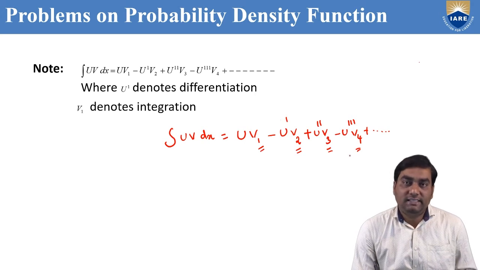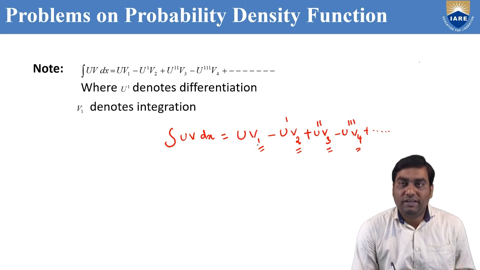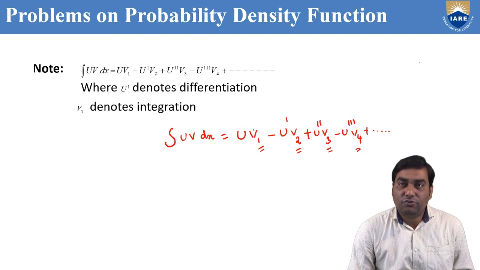It is very easy to remember this formula. Whatever u is there in the problem, you can replace u. Then v1. v1 means subscript 1, integration of previous term v, minus u dash, differentiation of previous term. v2 means integration of previous term v1, plus u double dash means differentiation of u dash. v3 means integration of v2, the previous term, like that.